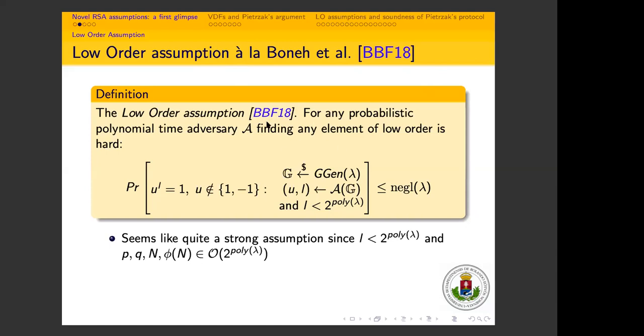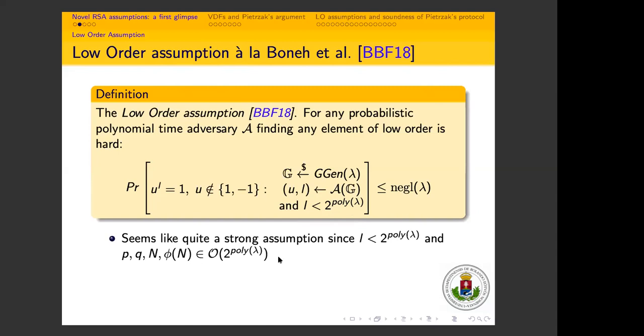So anytime I say exponential low order assumption, I refer to this bound. It is an exponential low order assumption because this bound is bounded by an exponential function of the security parameter. If this were a constant, then I would just refer to it as a constant low order assumption, or yeah, you got the hang of it.